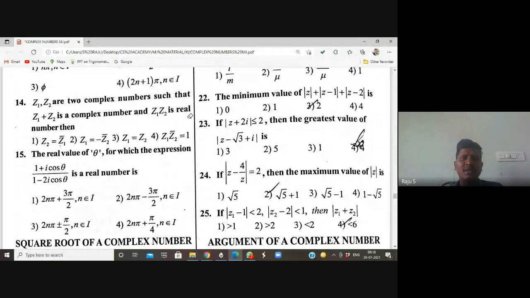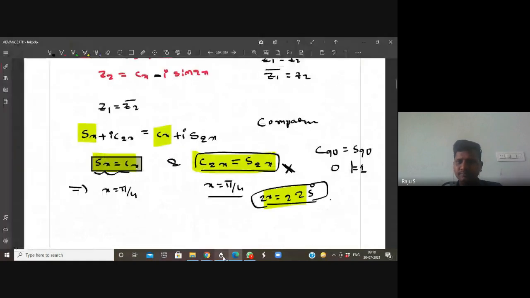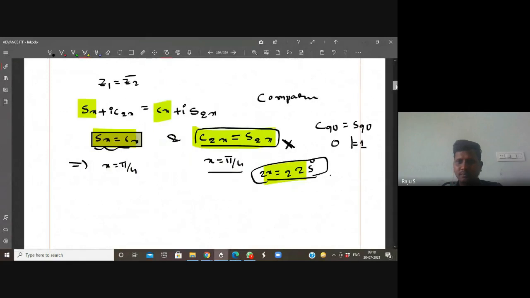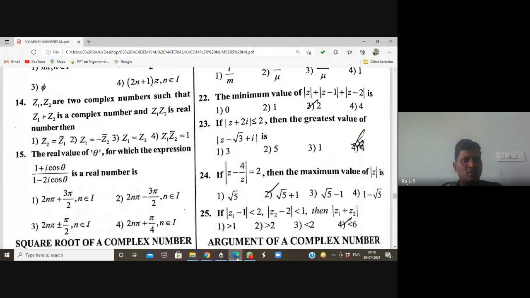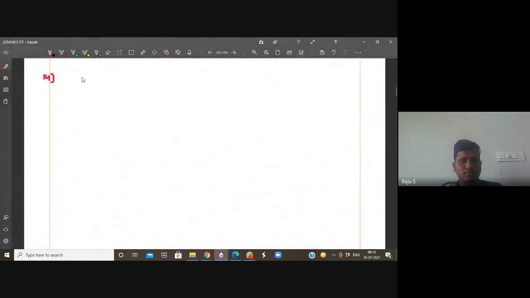Z1 into Z2 is a real number, they mention here. Z1, Z2 are two complex numbers, Z1 plus Z2 is also a complex number, but Z1 Z2 is real.